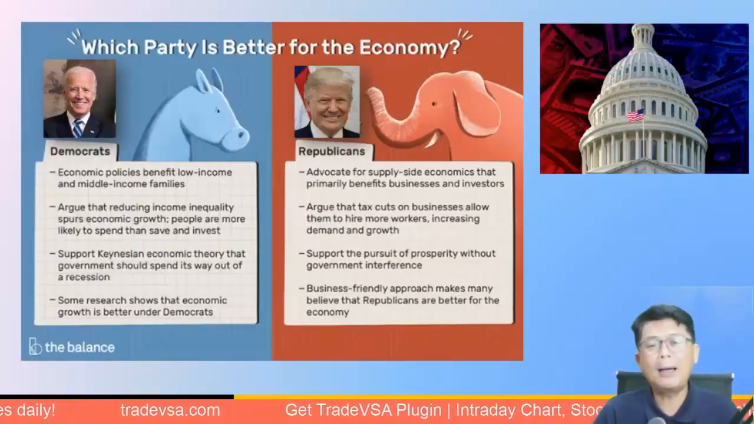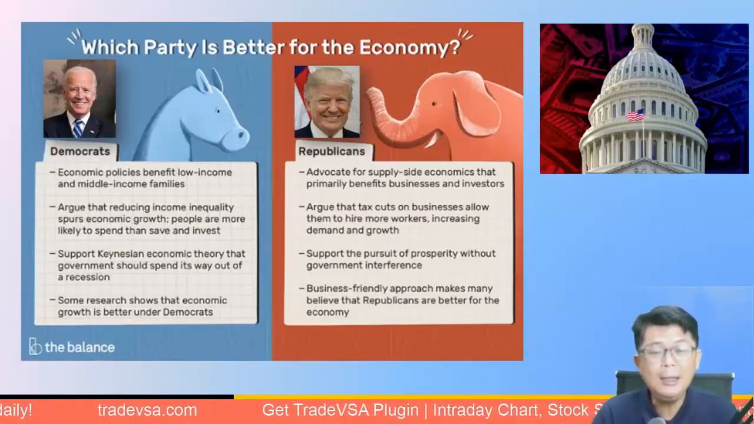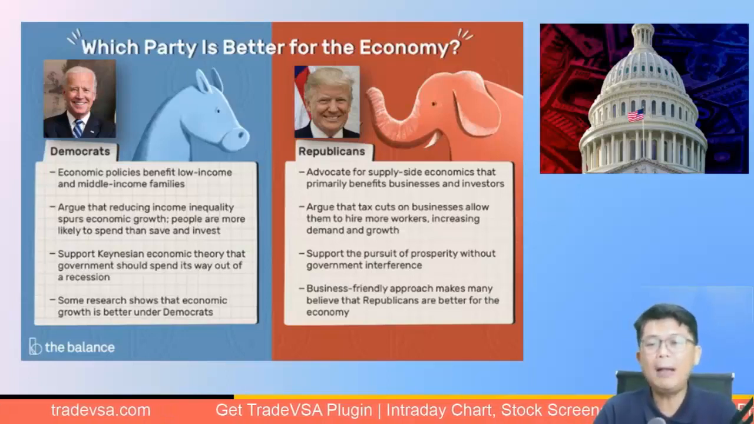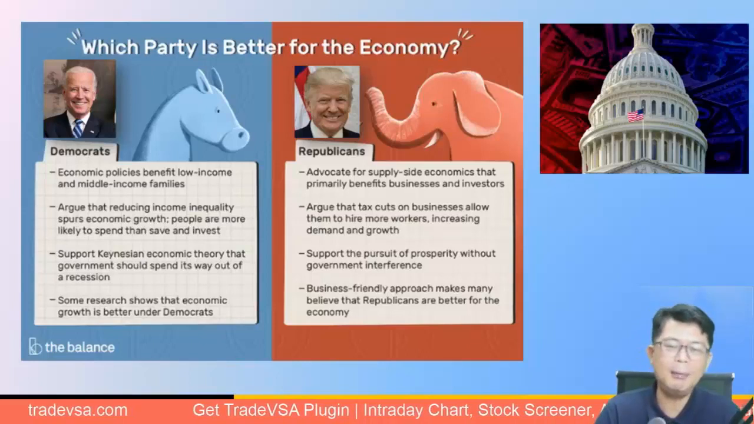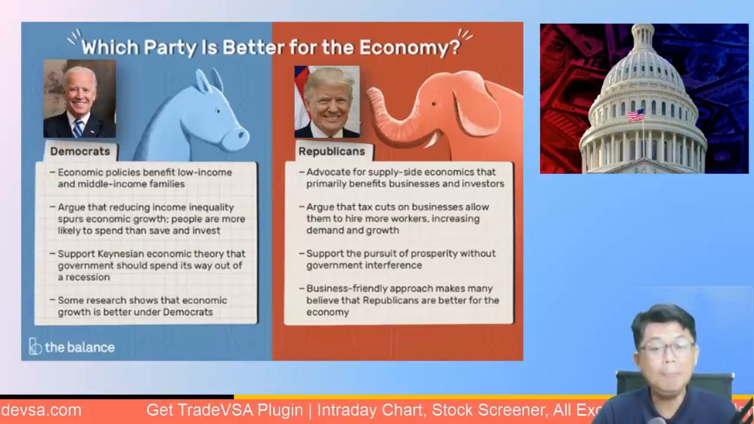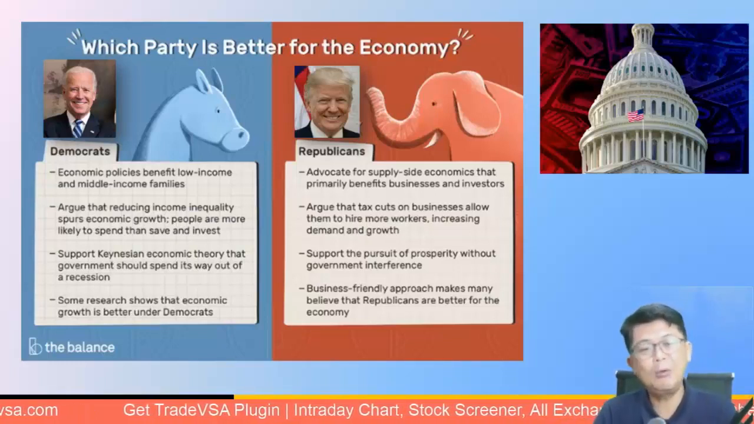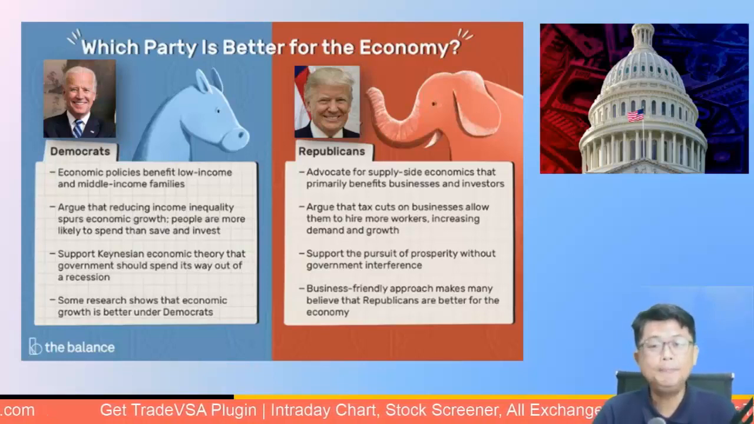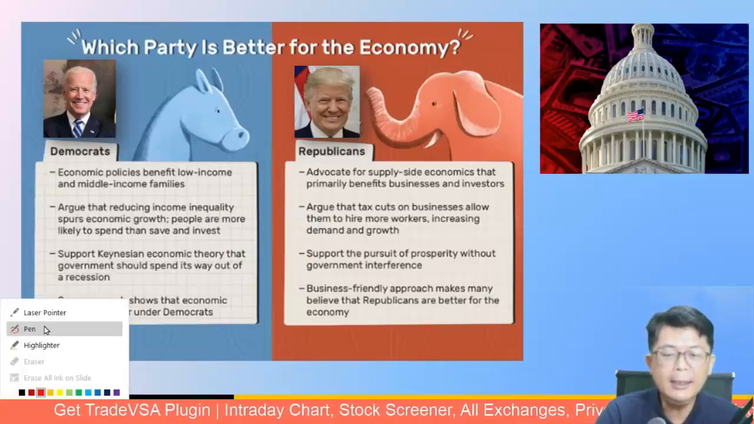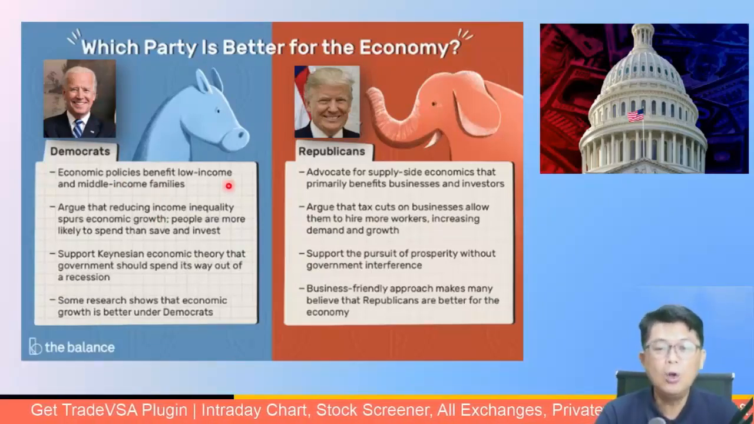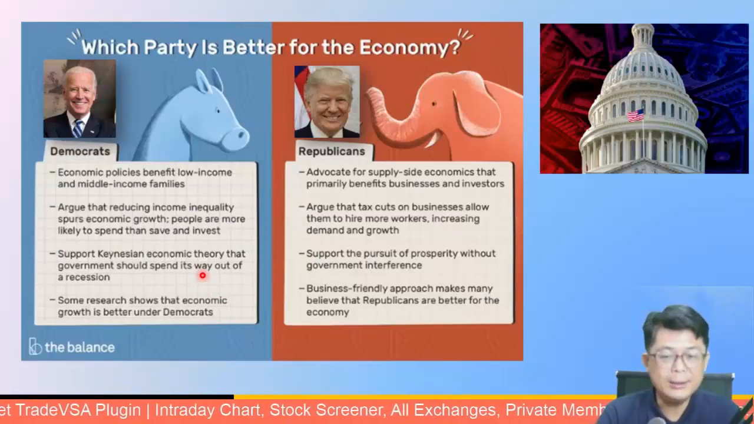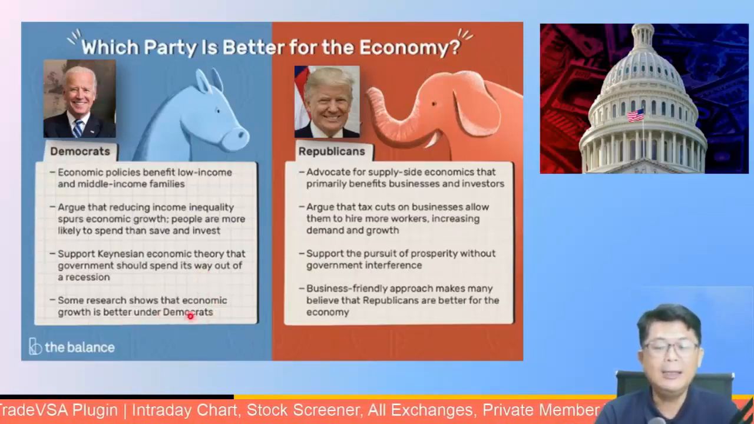Of course, from a stock market standpoint, and as outsiders like you and me who are not voters, who is better? Now if you look back at some of the analysis made by economists, Democrats are basically very similar to DAP or Pakatan, which favor low income, whereas Republicans are like the Barisan Nasional. So first, let me bring out the laser pointer. The Democrats favor low income, reducing inequality, and Keynesian policy, where the government spends its way out of recession. That's why economic growth is better under Democrats.